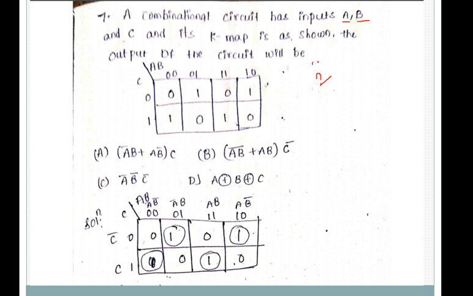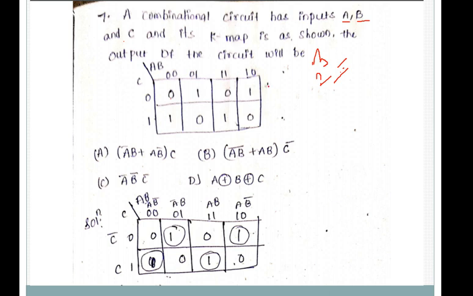Whenever you are having 3 inputs, definitely you are getting 8 combinations, that is 2 power 3 equal to 8. For example, if you are having 2 inputs, then you will get 2 power 2, 4 combinations. So here, 3 inputs, that's why in the question itself they are giving the 8 combinations. That is, the first combination is 0 0 0, then 0 0 1, 0 1 1, 0 1 0, 1 1 0, 1 1 1, 1 0 1, 1 0 0.